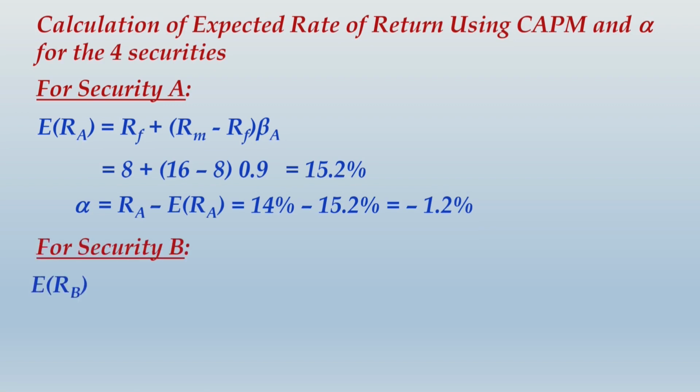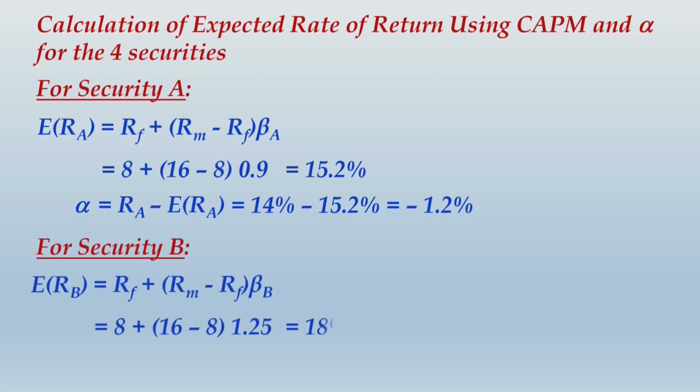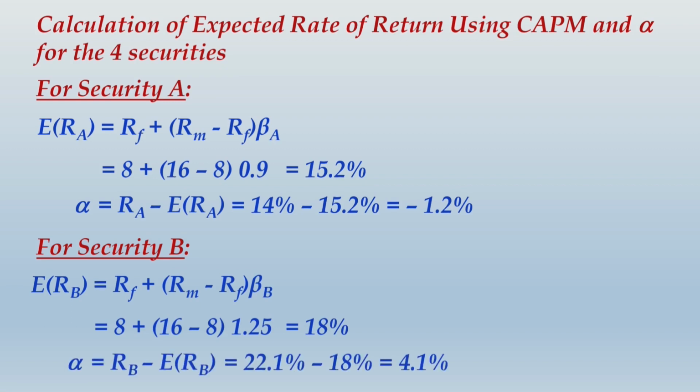Same thing if you do for security B. Look at what you are getting. Here you are getting a positive alpha of 4.1%. So please write up this much and then I take you ahead.